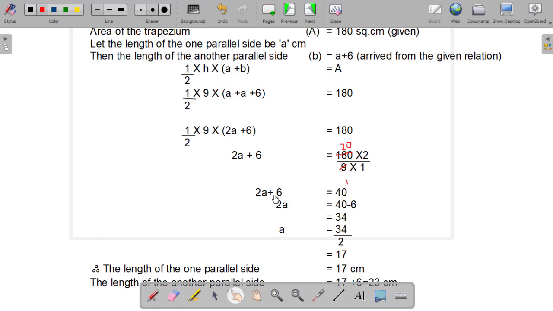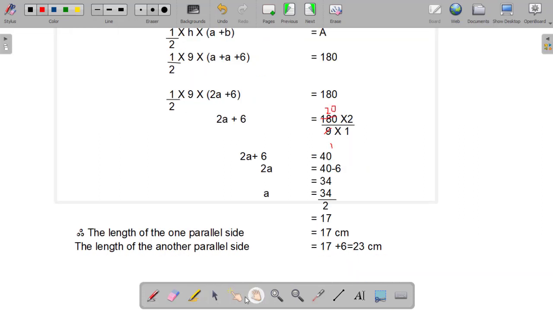Then first eliminate the positive term. We send it to the right side, it becomes a negative term. So 2a is equal to 34. Then if we eliminate the coefficient 2, it becomes a dividing factor. So 34 divided by 2 is equal to 17. Therefore the length of one parallel side is 17. The length of the other parallel side is 17 plus 6, that is 23 centimeter.